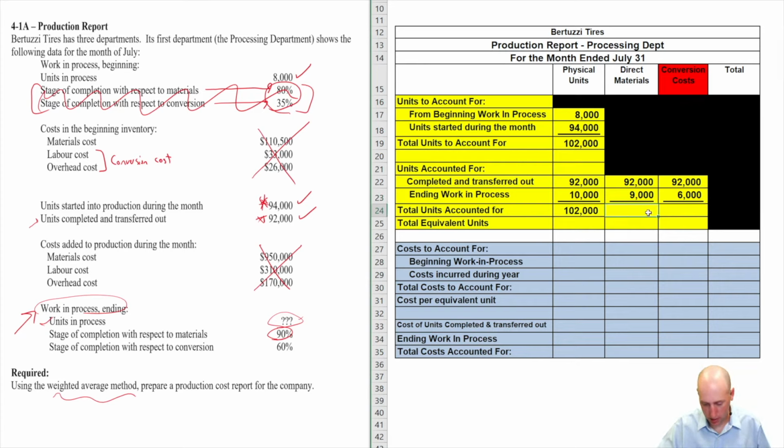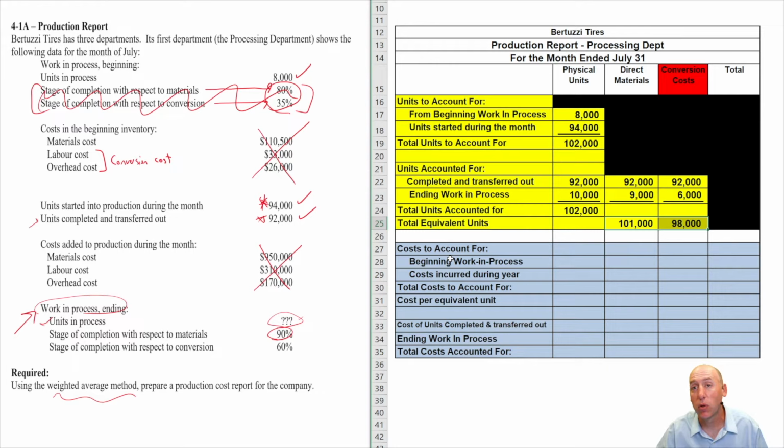Okay, so let's total these. Total units accounted for: 92 plus 9, 101, and 92 plus 6. Don't know what happened to the font there, but that's okay. Oops, I screwed this up. This is total equivalent units. Forgive me. 92 plus 9. No wonder the font was off. So sorry about that, guys. It goes in this cell. Total equivalent units. Those aren't units accounted for. Those are equivalent units, 101 and 98. These are key numbers. They're going to be useful in calculating things down below.